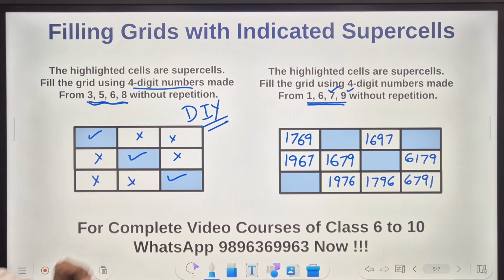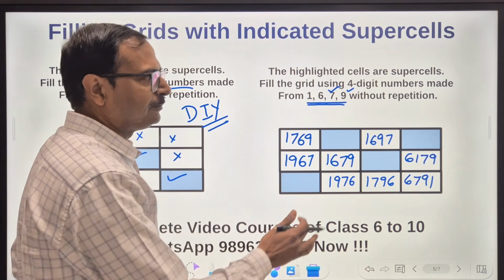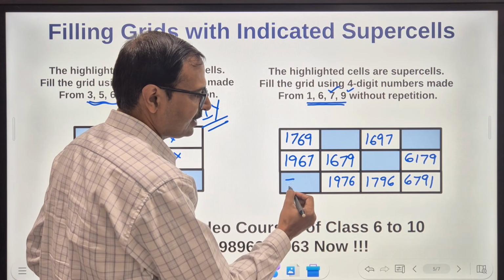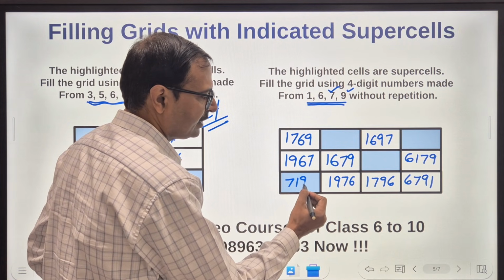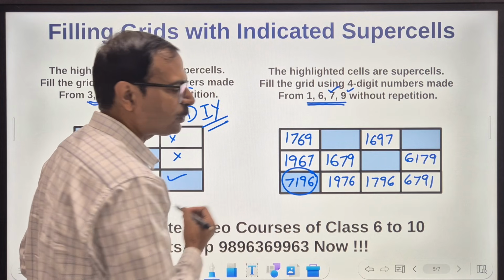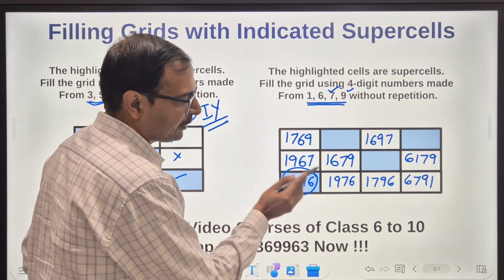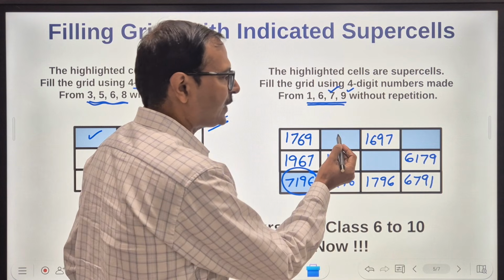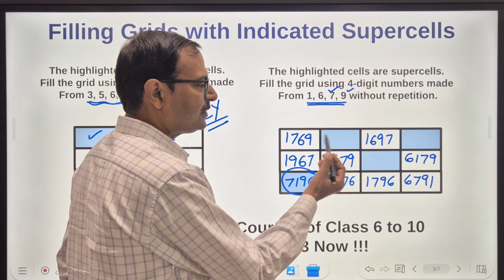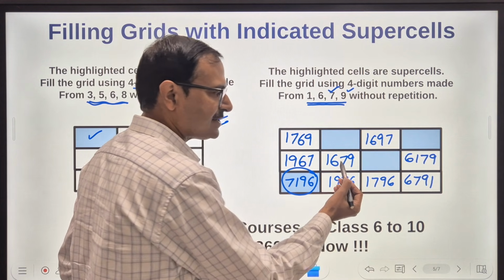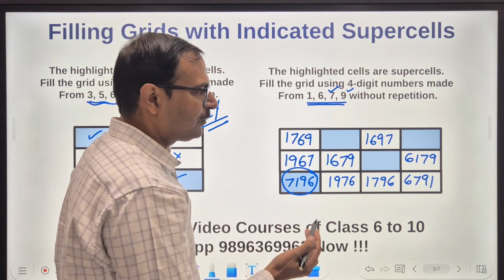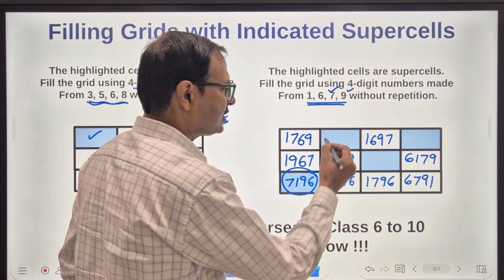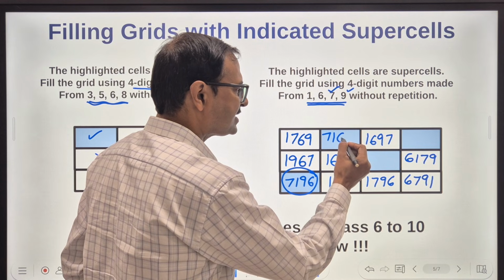So you can check the first one here. Starting with a 7. So if I write 7196, this will become a supercell because the top number and the right number, both of them are smaller. How about this one? I need a number which is greater than this, this and this, the 3 neighbors. So this number, let's start with 7 again. How about 7169?